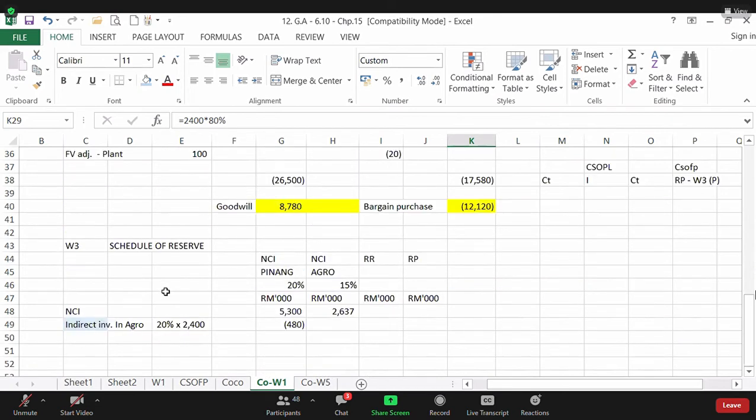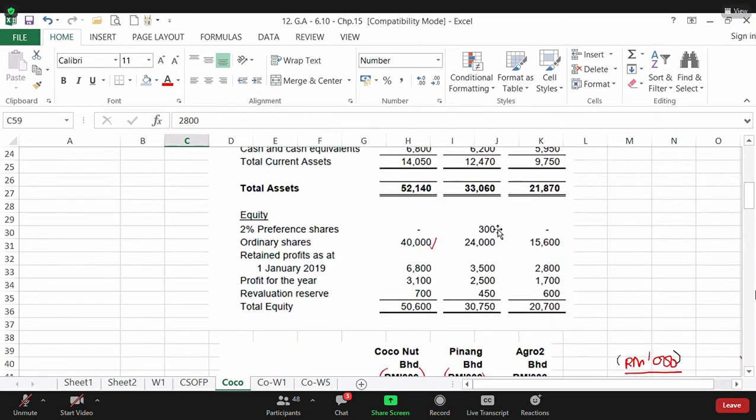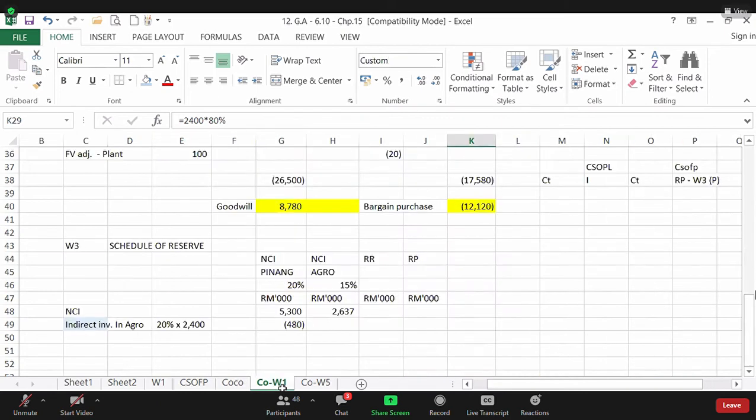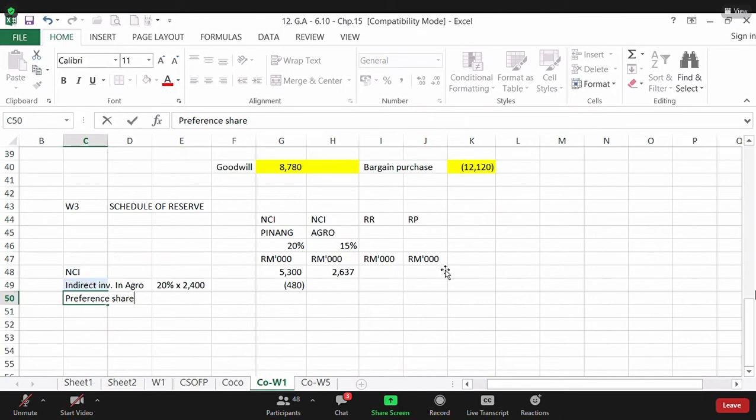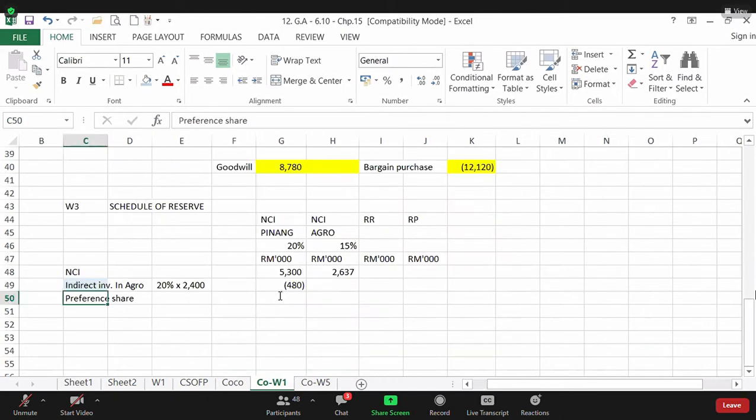Do we have preference share? Yes, preference share under subsidiary is not controlled by the parents. So in other words, it is 100% goes to the NCI. But whose book? P9. So 300 here.